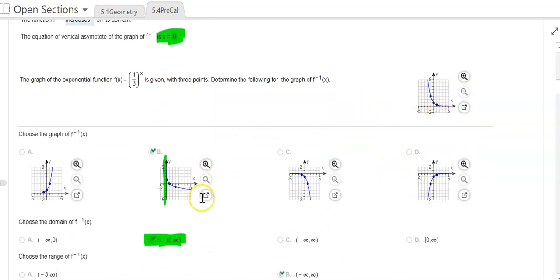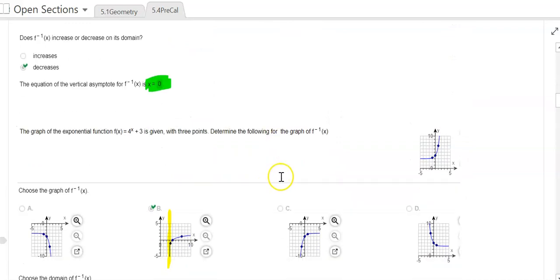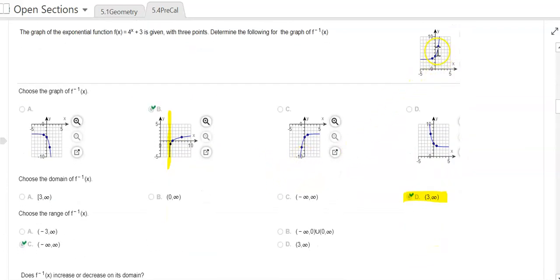Same thing going on here. Best thing is to just pick one point and then do the inverse point. So if we just choose this point here, which is negative 1, 3, then I should have a point 3, negative 1. So that's an easy way to go through that. Same thing here, just choose one point. I got this point here, 1, 7, so I should have the point 7, 1 on here.